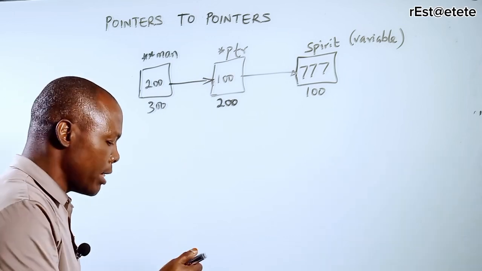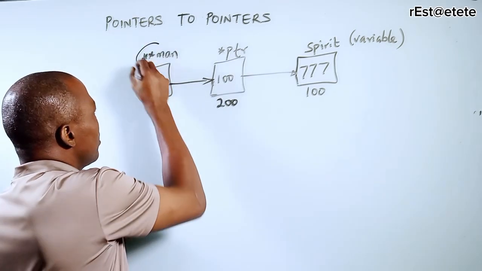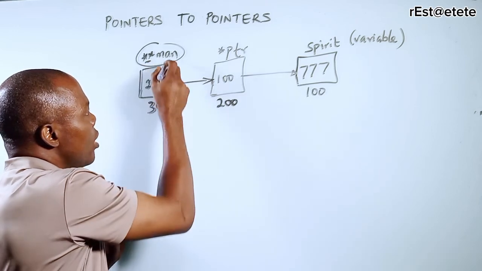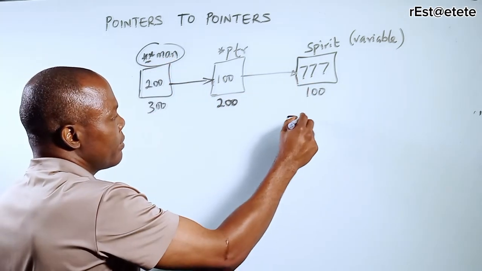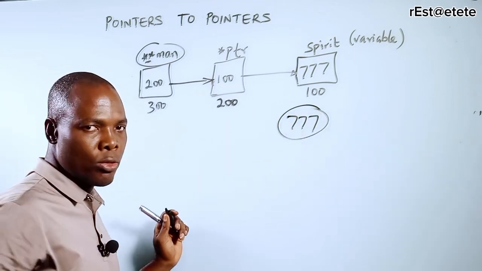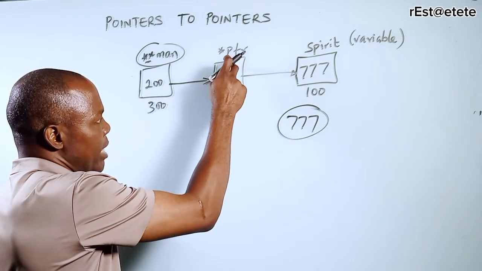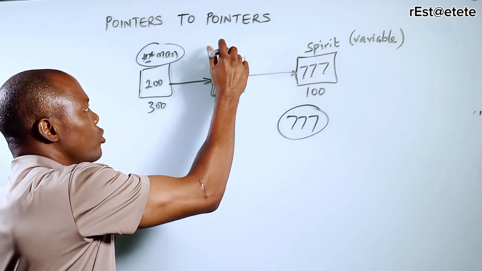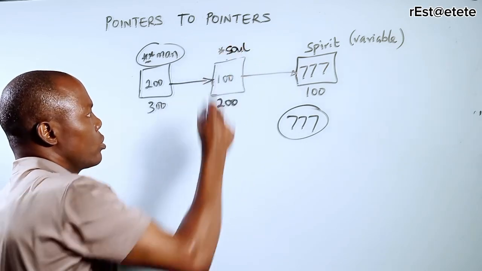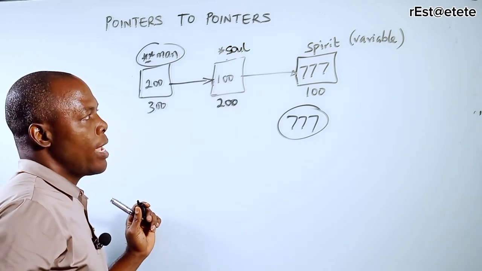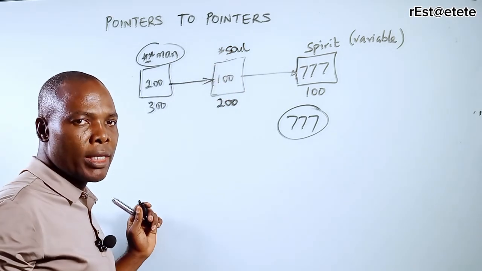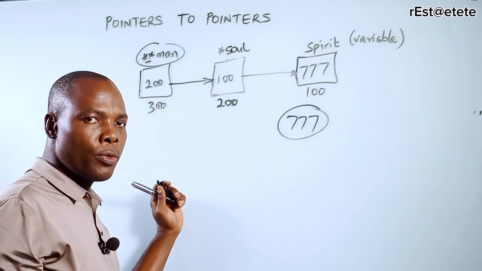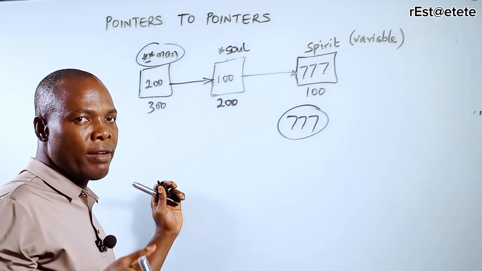So that at the end of the day, when I want to print out this using this double asterisk to access the value of man, it will print out 777 on the screen for me to see. And then I can use this one to alter this value. So this place, I can call it soul. And then I can make this soul point to something else, which man will now be pointing to a corrupted soul and give us a different value.